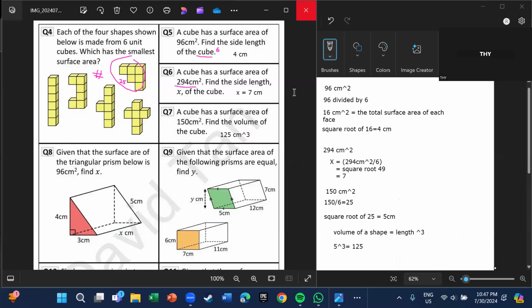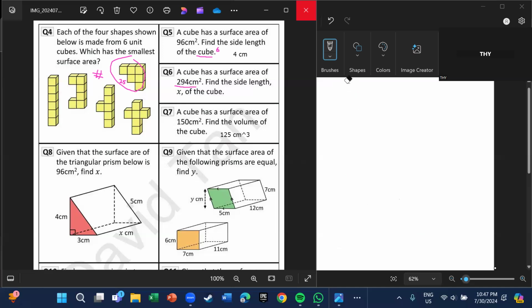Now take a moment to remember all this. 4 centimeters. This shape, 7 centimeters. 125 cm cubed. Now for question number 8. Quite simple as well, actually.